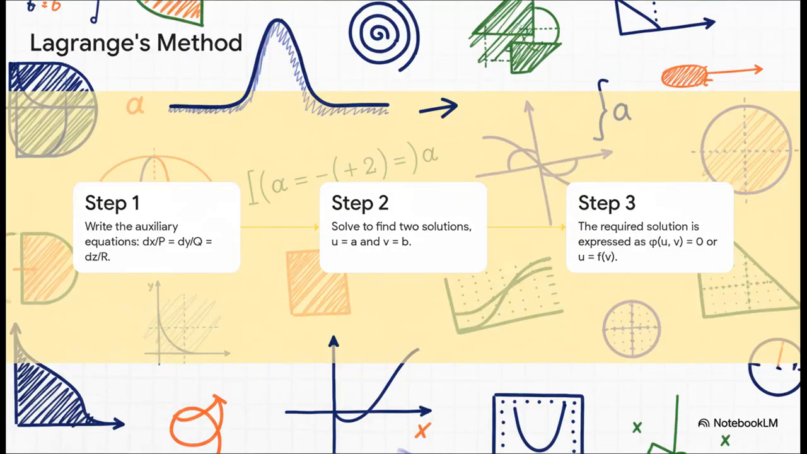And the method itself is this awesome, systematic recipe. First, you set up a related set of much simpler equations. We call them auxiliary equations. Then you solve those to find two separate solutions. And finally, you just combine those solutions to get the whole answer. It's a fantastic step-by-step process, but only for that specific class of problems.